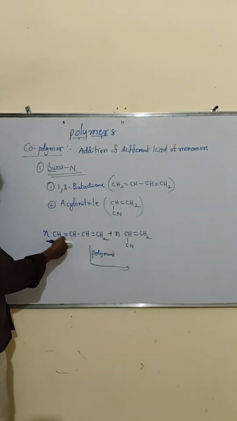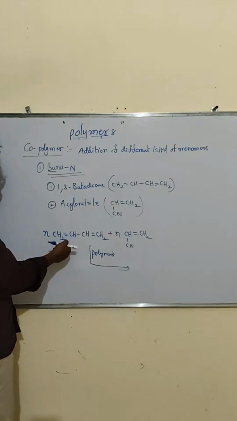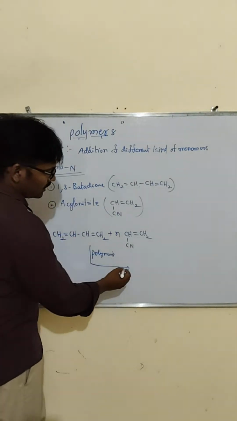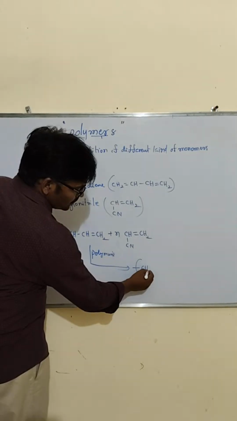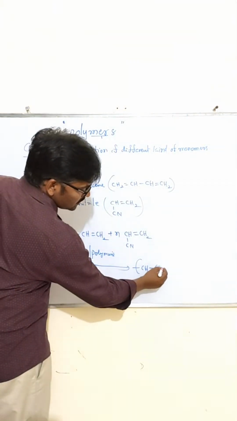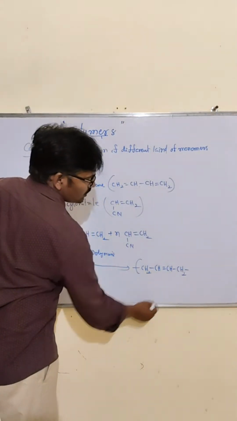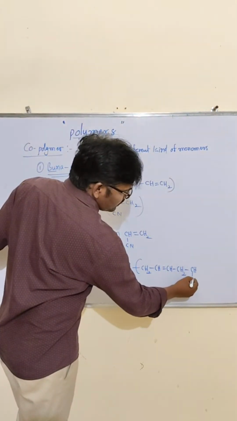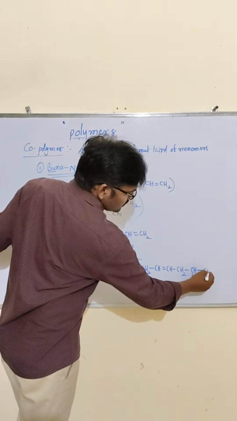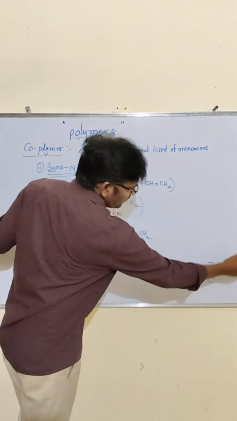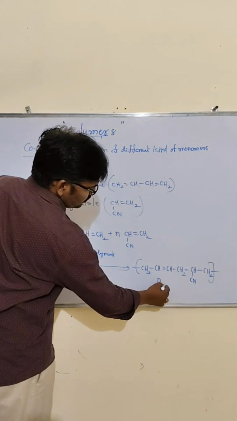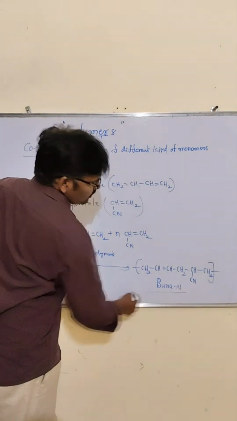Then wherever the double bond is there, it becomes single bond. Single bond double bond ga convert avutundi. Then bond, CH2, then bond CH, double bond CH, then bond CH2, then bond CH, then CN, then bond CH2. Like this. This is what we call Buna N.